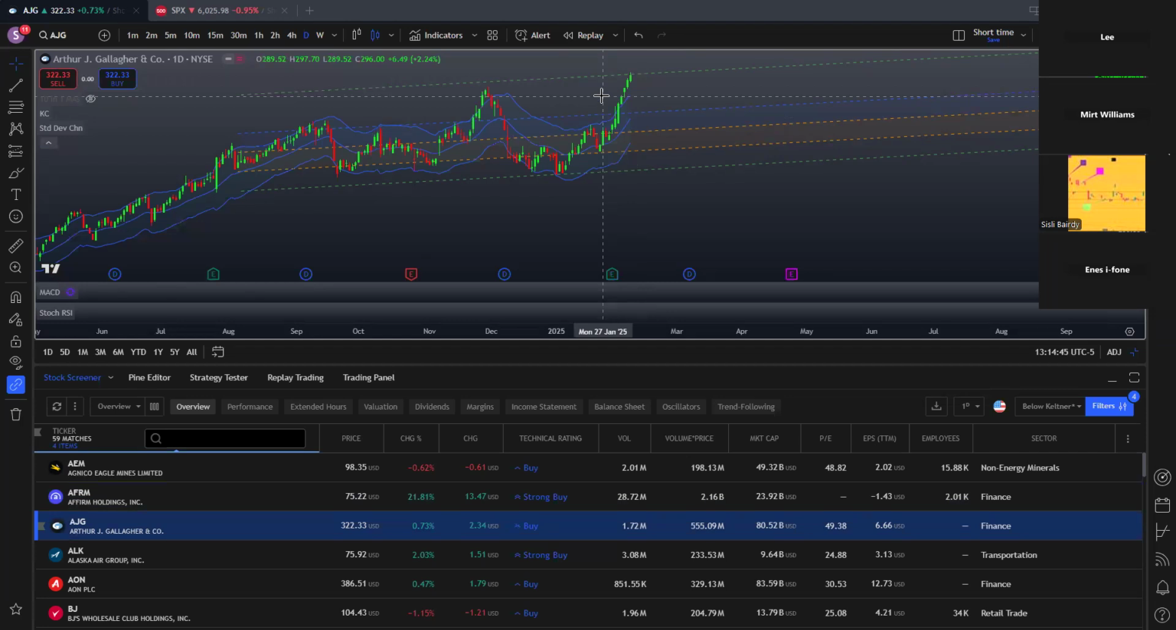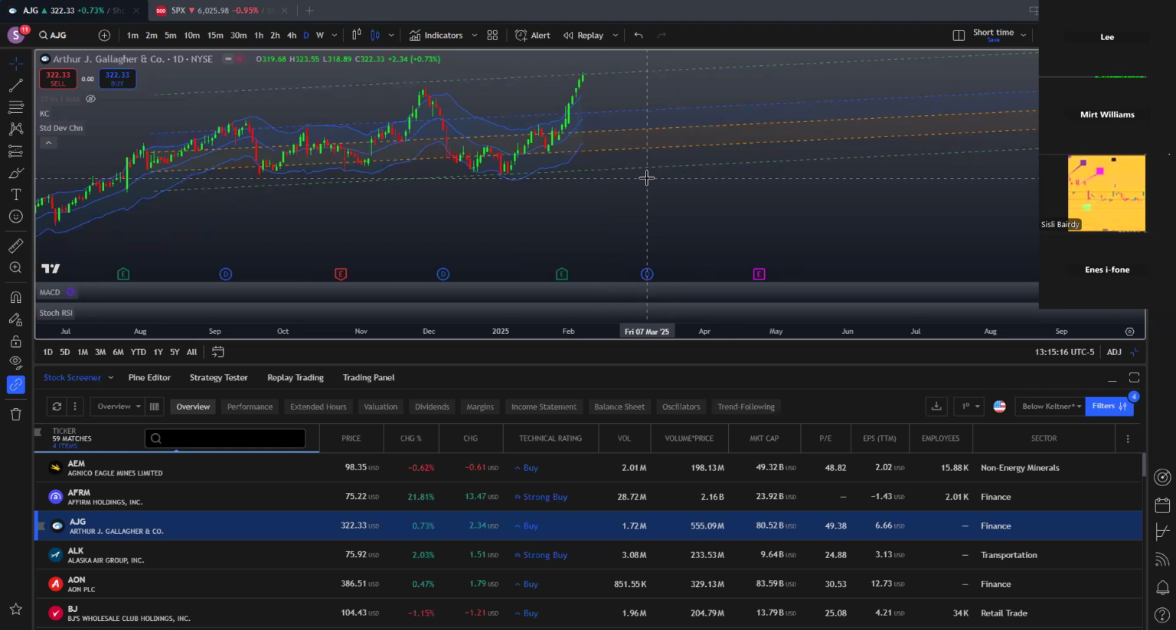The setting on the stochastic, is that the one you use? Yeah, I use a stochastic when I'm looking for overbought or oversold situations, possible situations. Nothing is guaranteed. It could also be momentum, but I use it on the overbought over 80 and oversold under 20. And that was on the first pick, yeah. And I can show you that as well.